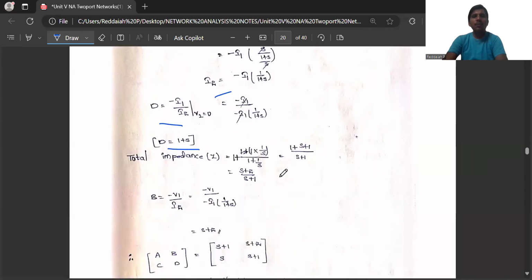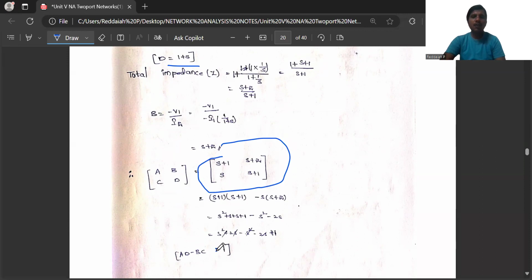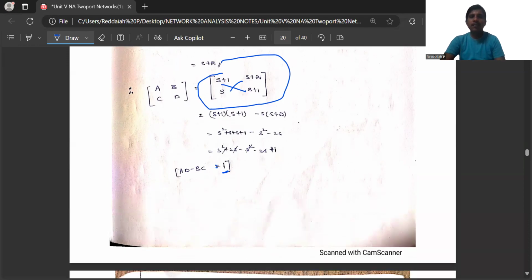Therefore, the total ABCD we can calculate. After calculation of the transmission parameters, AD minus BC must be equal to 1. If you solve this, AD minus BC, you will get 1. That is about cascade parameters.